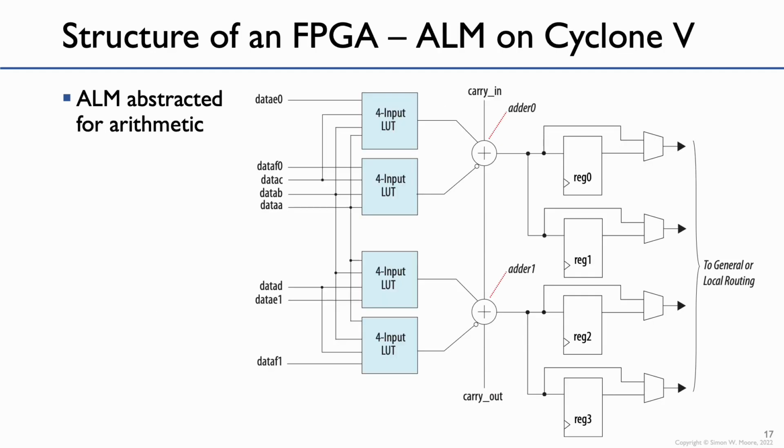Now, if we look inside, we've got things like ALMs. So here's an example of an ALM from a Cyclone 5, and it's got 4 LUTs, each are 4 inputs. There's actually some carry logic and a carry chain to do fast addition to speed those up. And then it goes to 4 registers, or via multiplexers you can bypass any of those registers. And the output of that then goes to general or local routing.